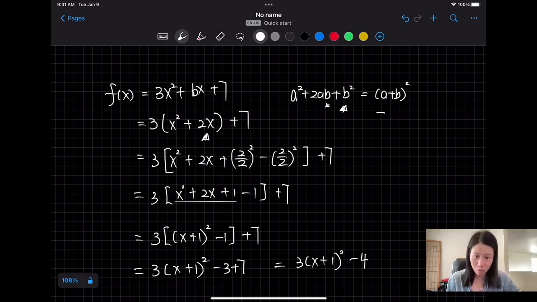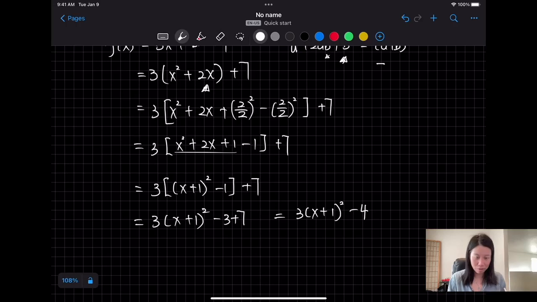If we continue to simplify, I have 3 times x plus 1 squared plus 4. Now this is the vertex form. So what's the vertex? Well, the vertex is going to be h, k. Remember, the vertex form is a times x minus h squared plus k. So that means h is going to be negative 1, because you have x minus h. So it has to be x minus negative 1. That gives you a positive 1. So the vertex is going to be negative 1 and 4.